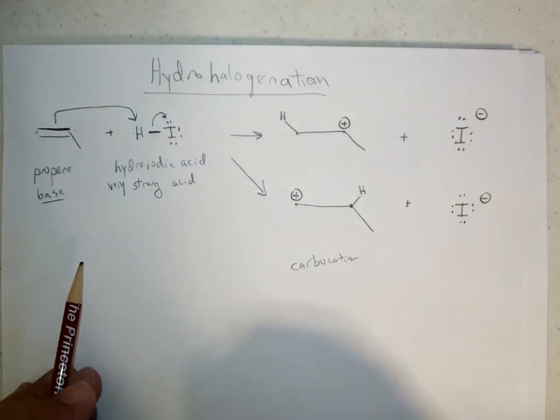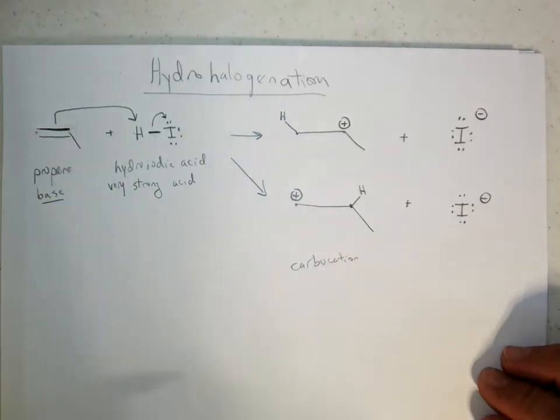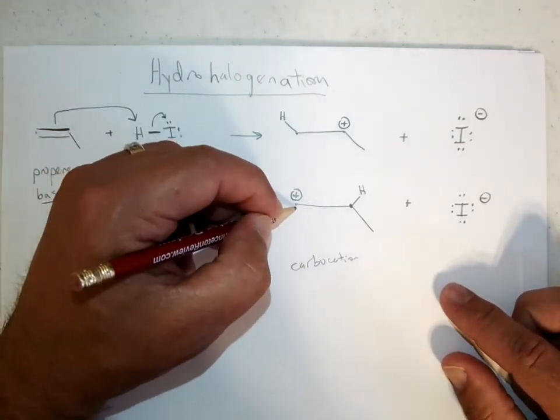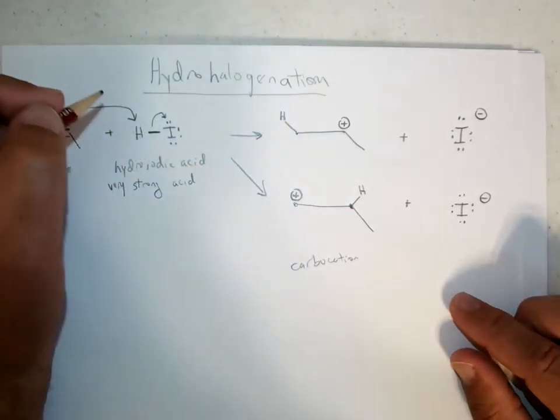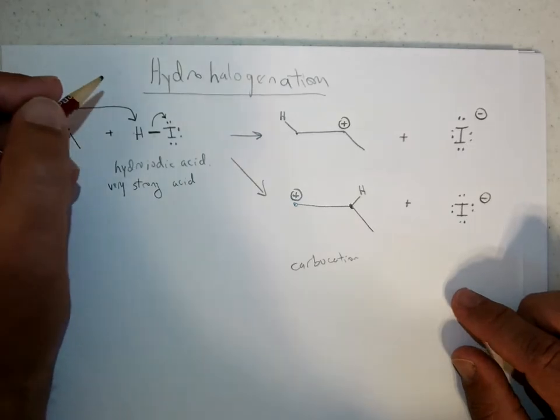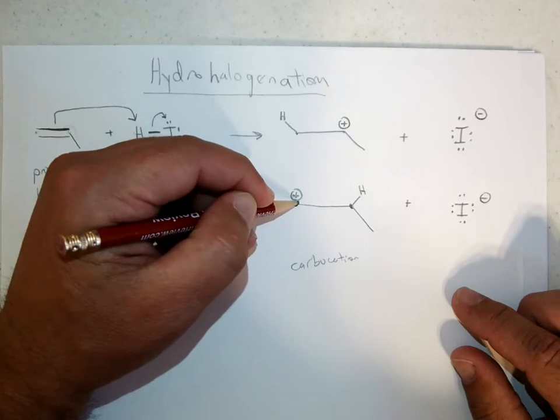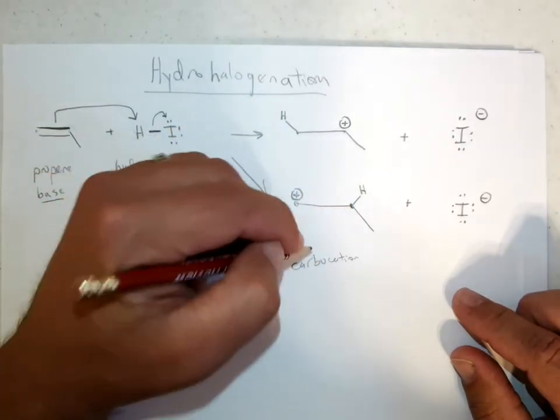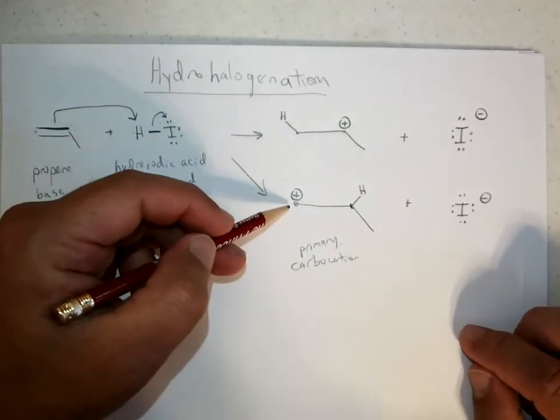What's going to happen first? Protonation of the alkene to give a carbocation, and then you can see the details of how that happens. Now the carbocation, we talked about earlier, what's a primary carbon versus a secondary carbon versus a tertiary carbon. And this is part of why we talked about that. Because here we have a primary carbocation. This carbon with the positive charge is only attached to one other carbon. That's a primary carbocation.